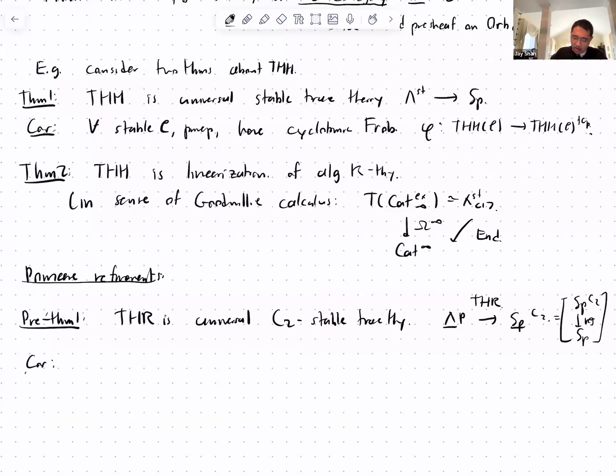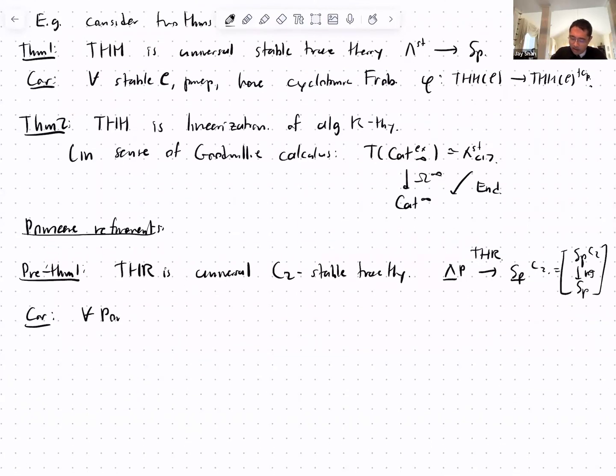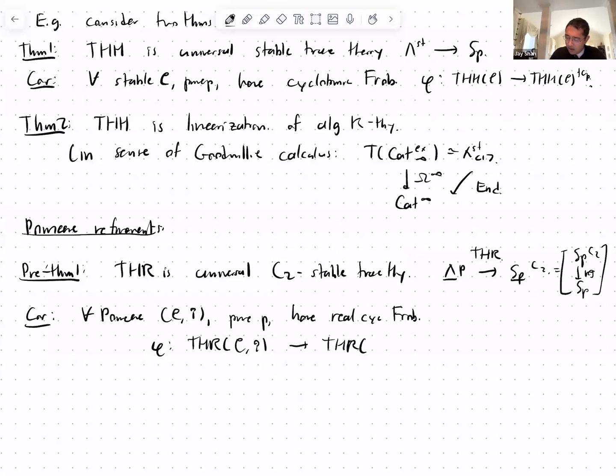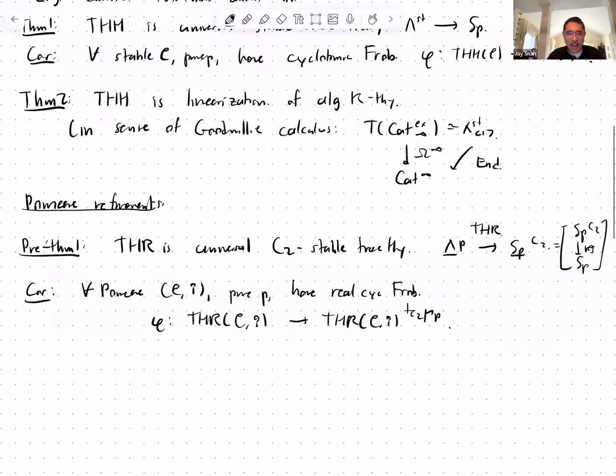And the key corollary of this will be that for every Poincaré C kappa, again with a prime P, I have the real cyclotomic Frobenius on THR, now valued in the parameterized Tate construction. So I'm not going to explain this, but just think about this as being the analog of the Tate construction in this context, which allows you to endow the spectrum, the C2 spectrum THR, with a real cyclotomic structure and thereby take real topological cyclic homology of it. So this is needed, again, for the application to trace theories. And for instance, the Hermitian DGM theorem that Yonatan has explained if you look up a talk of his.